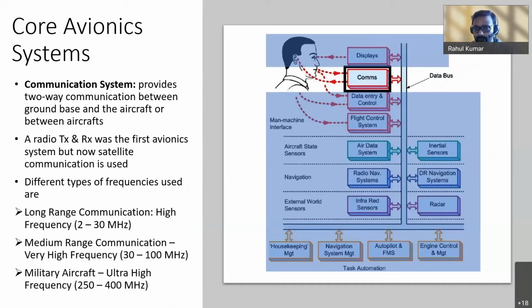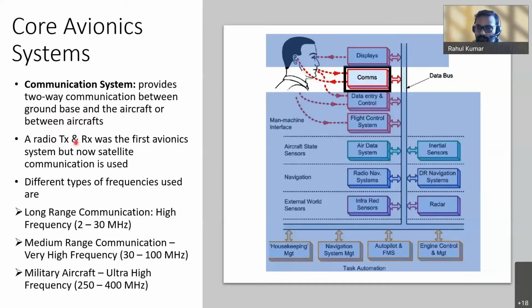The next type of avionics system is your communication system. Again, you would find some radio set in the cockpit over which the pilot can communicate. That can also be easily seen by the pilot. The communication system provides two-way communication between ground base and the aircraft, or between aircraft in the surrounding, between two aircraft also.